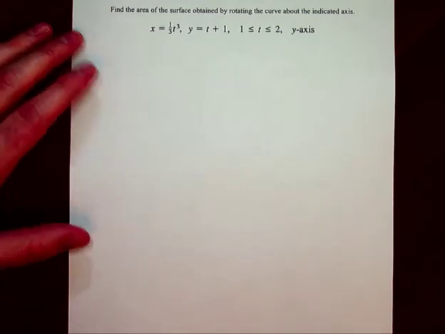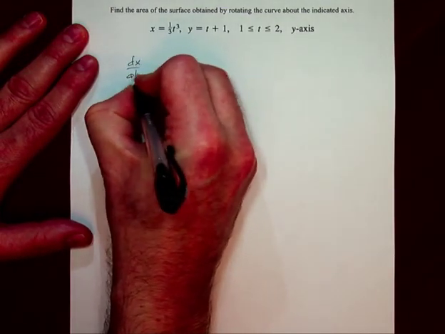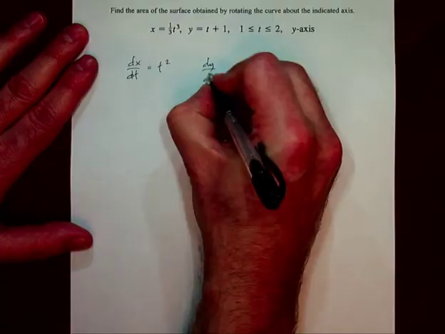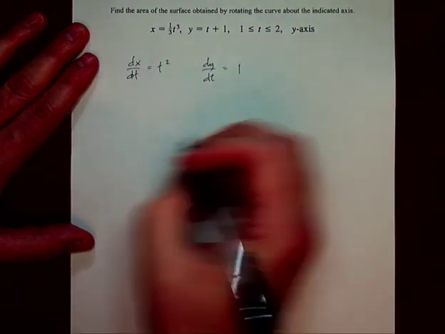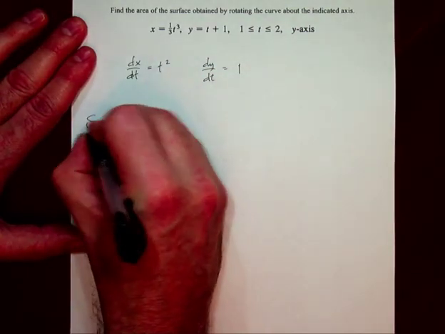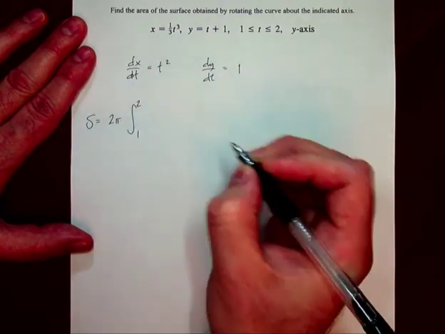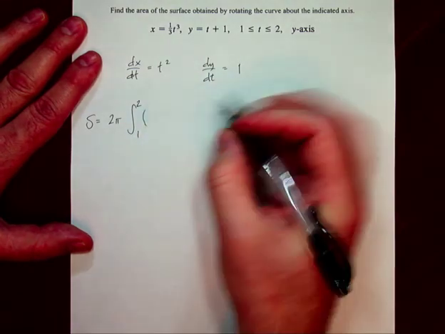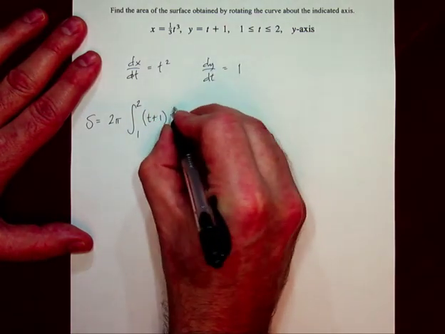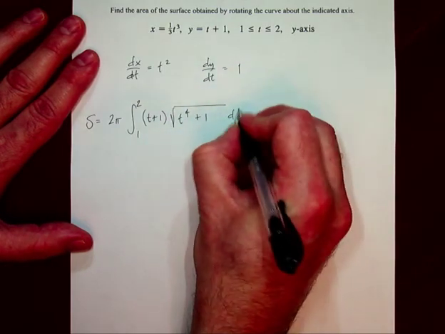Okay, well, again, this one actually is relatively easy, so let's just do dx/dt, and that's going to be t squared. You have dy/dt, and that's going to be 1. And so basically what we have here is the surface area is 2 pi, 1 to 2, of, then of course we need our y, so t plus 1, and then this winds up being the square root of t to the fourth plus 1 dt.